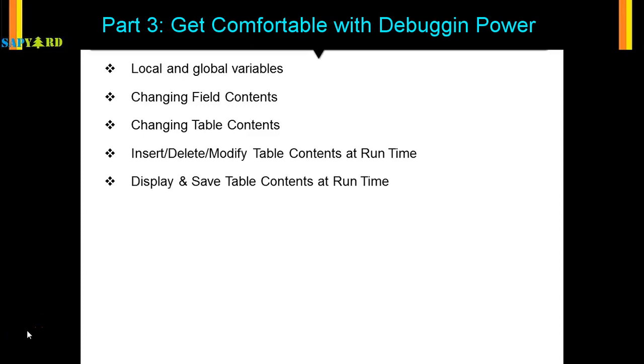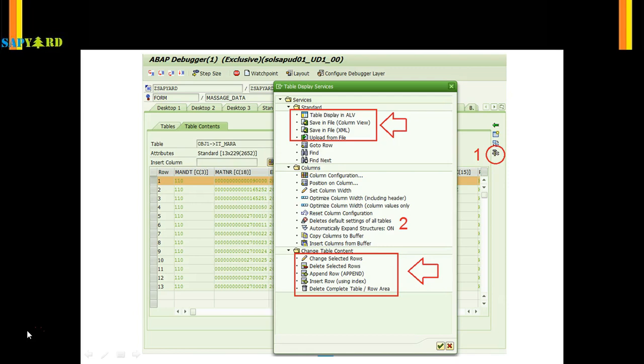Sometimes we want to save the runtime table data into the local system so that we can analyze it later or create a report. Let's see how we can save the runtime internal table data into a local Excel file. We will follow the same method.